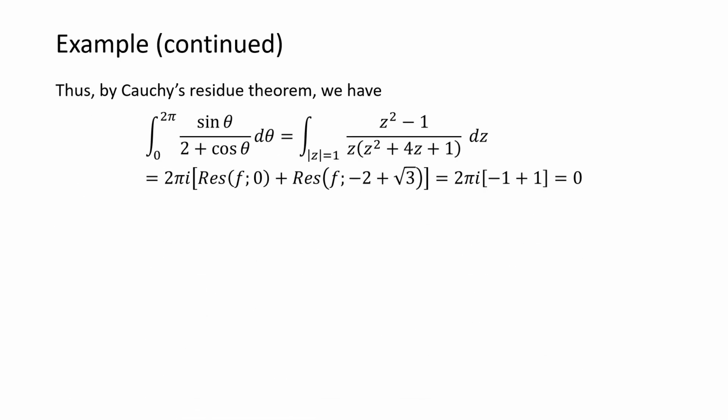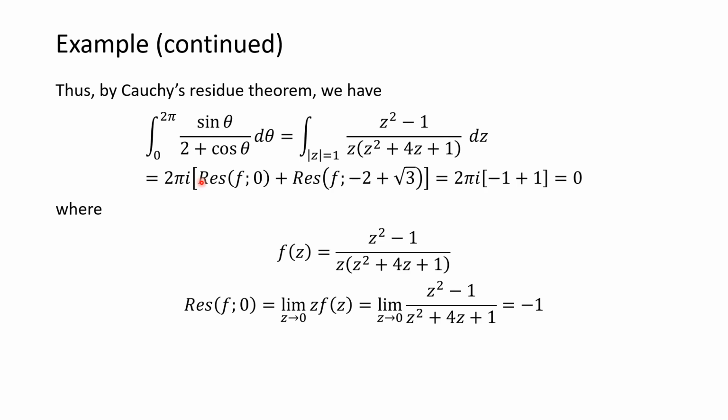So we compute the integral using Cauchy's residue theorem. What we have from the previous slide, just carrying it over, we started with this here, sine theta over 2 plus sine theta, and we got it in the form of a complex integral. And we noted that two of the simple poles out of the 3 fell within our contour. And so we needed to evaluate the residue at 0 and the residue at minus 2 plus the square root of 3, and then multiply by 2 pi i.